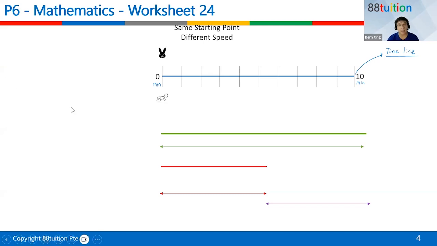Ta-da! And now because the rabbit said 10 meters per minute, I can do better than that. So now the rabbit hops. Every 1 minute now, the rabbit hops 20 meters.